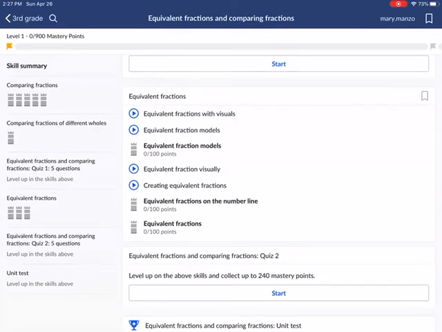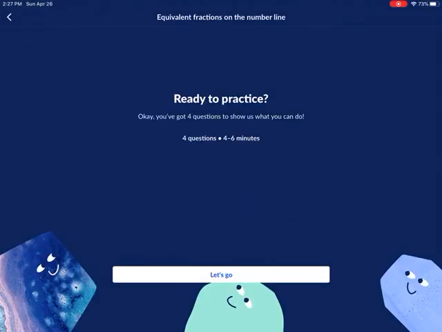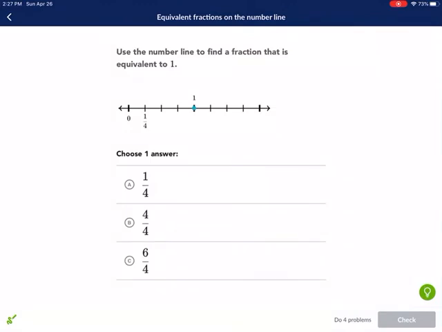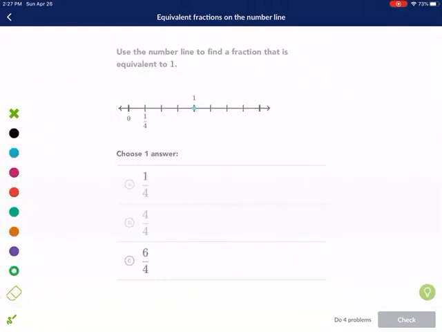Good. So let's go back over here and let's do equivalent fractions on the number line. Okay. Use the number line to find a fraction that is equivalent to 1. Okay, so what I'm going to do here is I'm just going to start numbering. I see already there's a 0, and then I see there's a 1/4. So I'm going to start counting. 2/4, 3/4. And if I kept going, this would be 4/4.